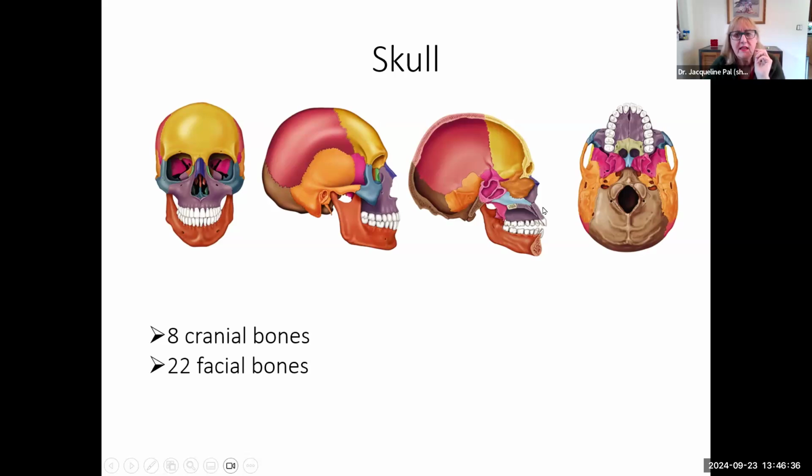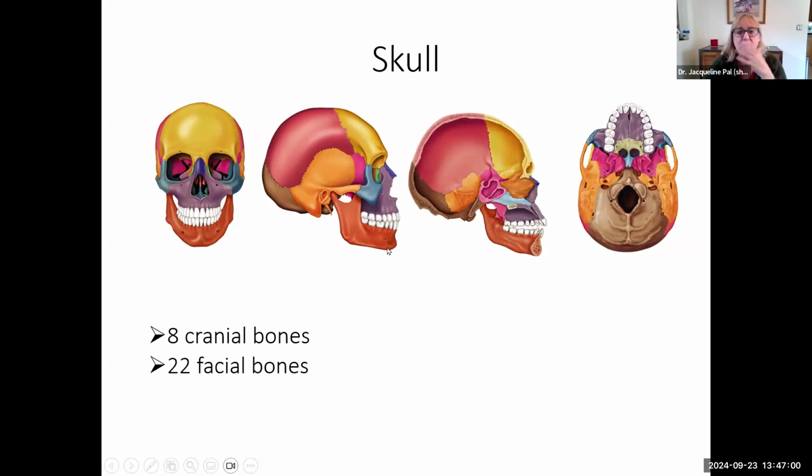In addition to that, we have 22 different facial bones. You don't have to memorize how many different bones there are. I'm not going to ask you, are there 8 or 9 or 7 cranial bones? And are there 20 or 24 facial bones? I just want you to have an idea of how many different bones there are. All of these bones attach to each other.